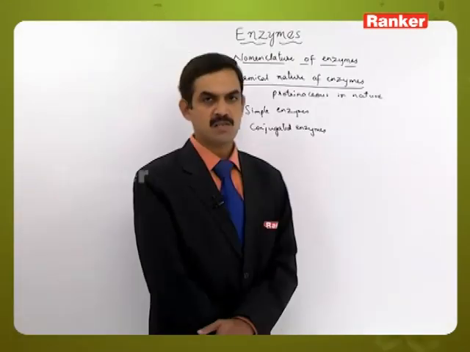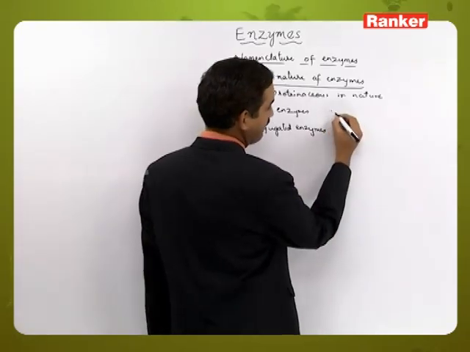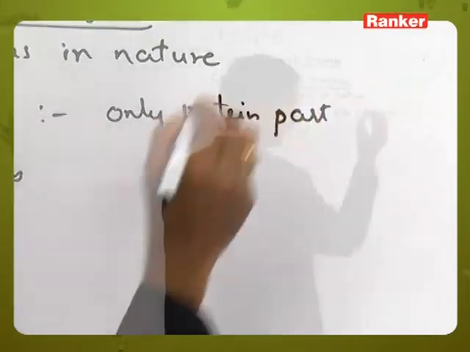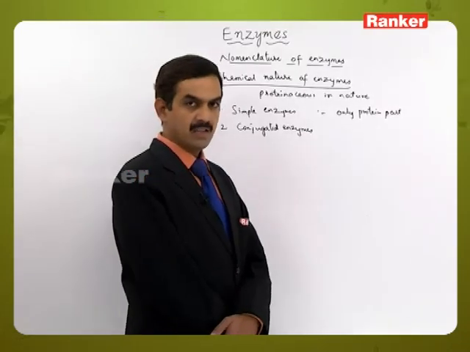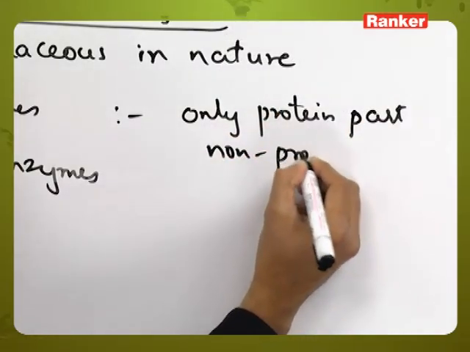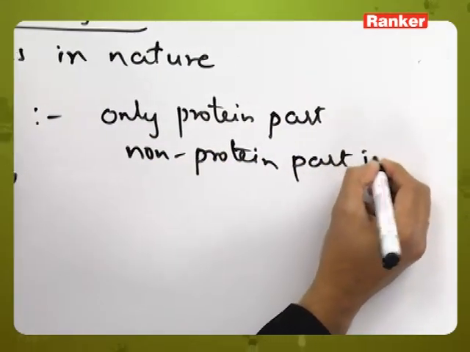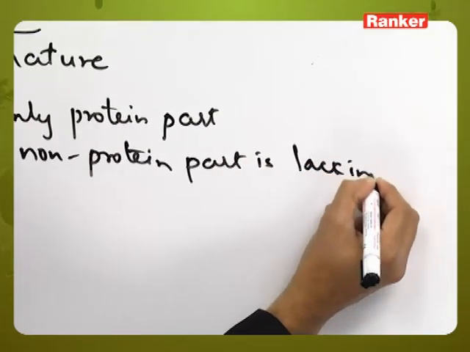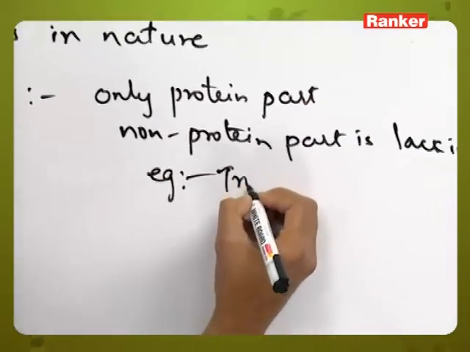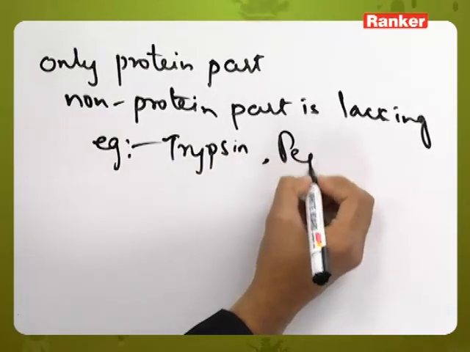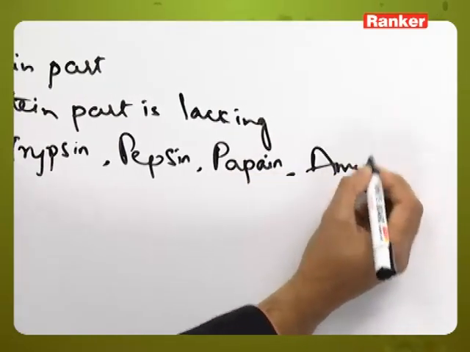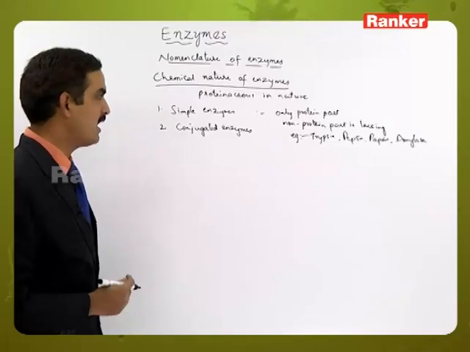So, let us start with the first one, the simple enzymes. Simple enzymes are the ones which contain only the protein part. That means the non-protein part is not present in them. This type of enzymes are called simple enzymes. Examples are trypsin, pepsin, papain, amylase. All these are some of the enzymes made up of only the protein part.